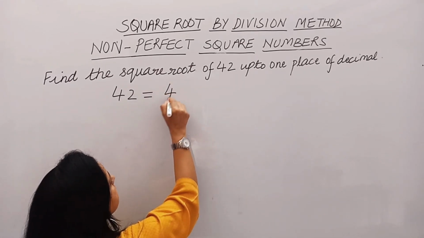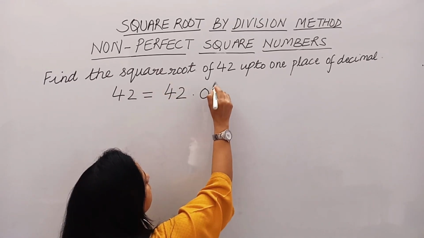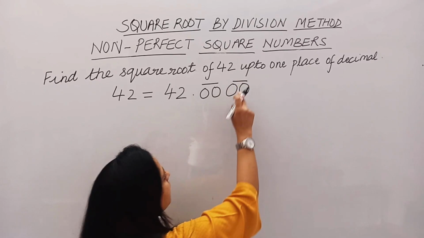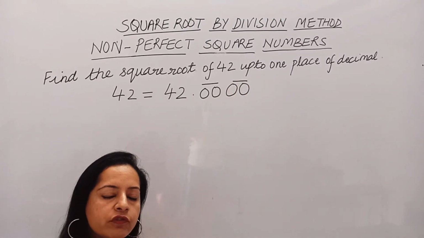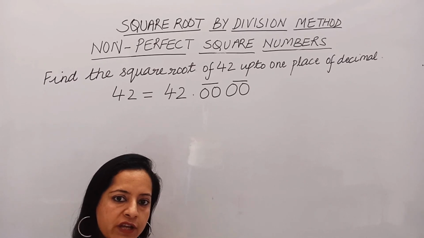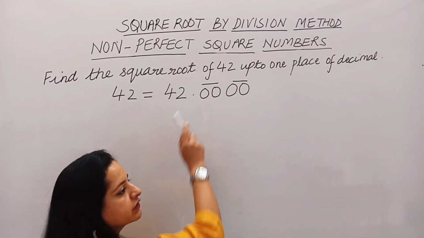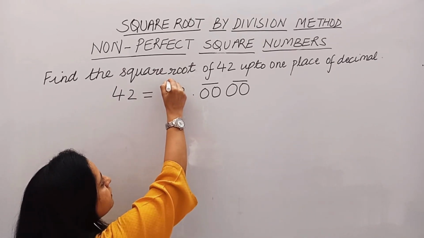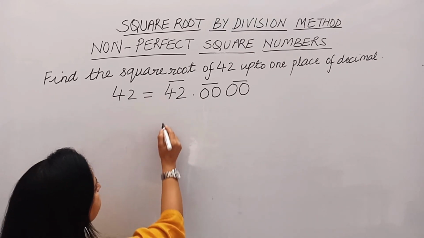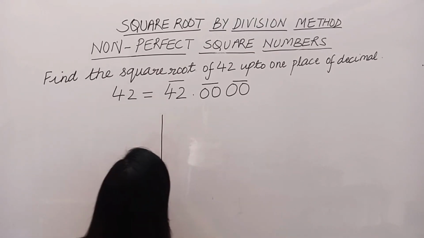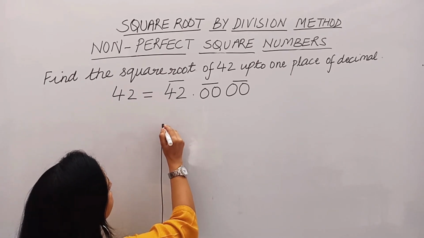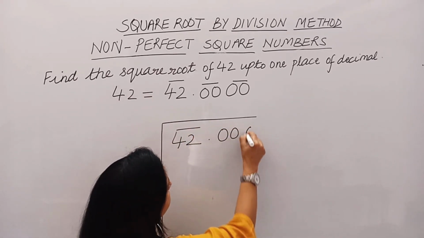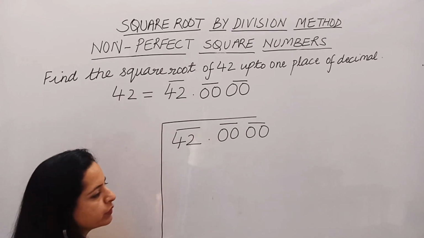So 42 can be written as 42.00. This is the first pair of digits after the decimal and this is the second pair of digits after the decimal. So since we have to find it for 2 places of decimal, we need 2 pairs of digits after the decimal. We have done the pairing on this side after the decimal and before the decimal also. Let us do the pairing. Now let us start finding the square root. We need to find it for 42.0000. We have put bars over them.